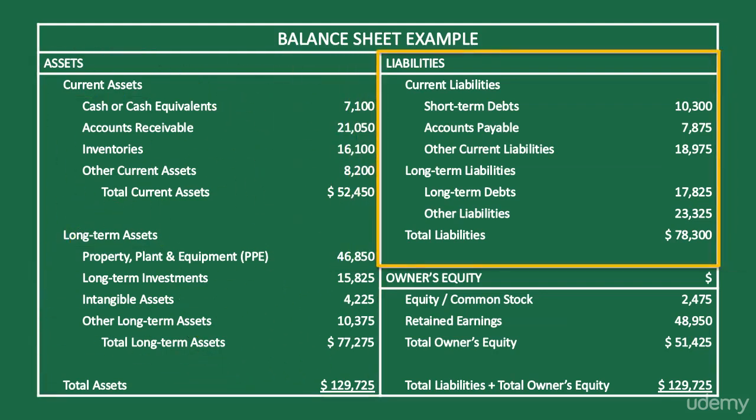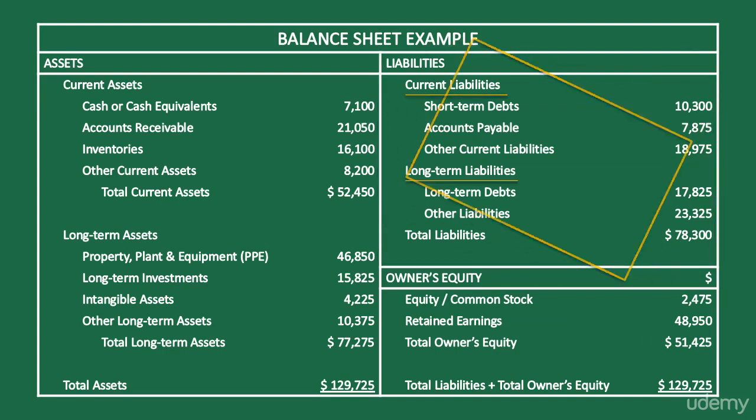The liabilities category is similar to the assets category. We also have two subcategories: current liabilities and long-term liabilities. Liabilities are what the company owes. So the current liabilities are the debts that the company owes for a short-term period, and the long-term liabilities are the debts that the company owes for a long term.